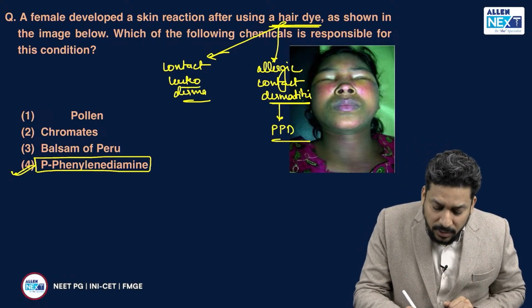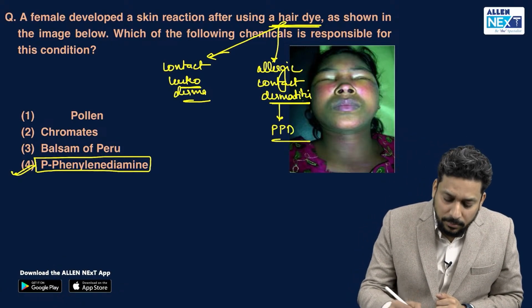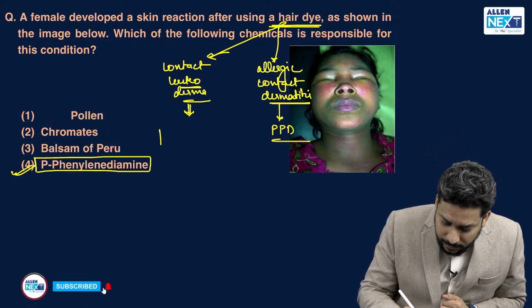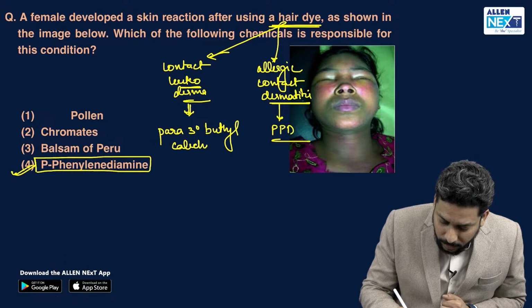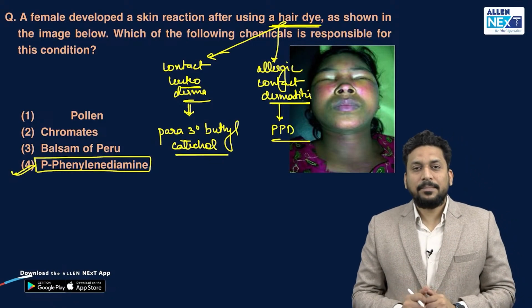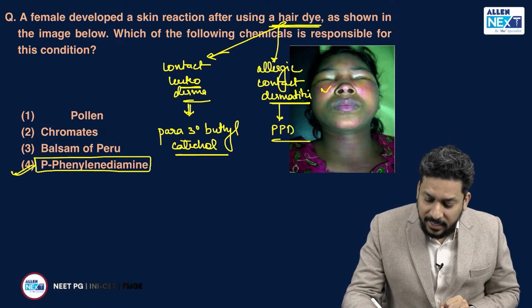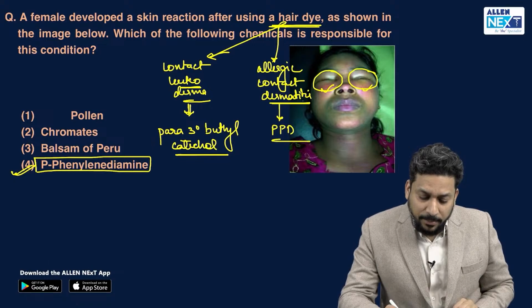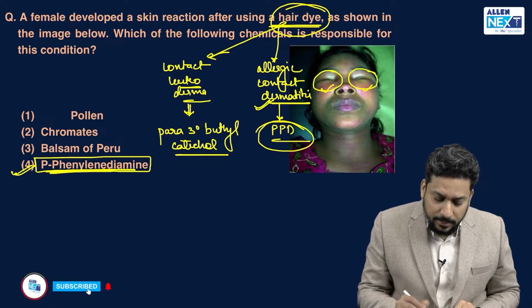But if there is leukoderma, that is after application of the hair dye, the skin becomes white in color, that can be contact leukoderma, and the culprit chemical which causes this is tertiary butyl catechol. So this chemical can cause whitening of the skin. So as you can see in the image, what they have shown is redness and swelling. So all these are the inflammatory changes which are occurring after application of the hair dye. So this is a case of contact dermatitis and the culprit agent is PPD.